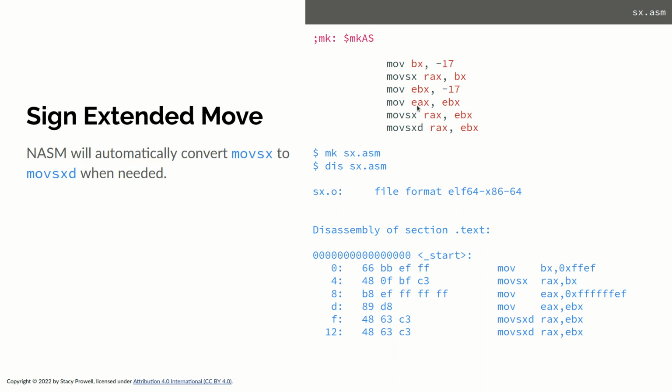MOV EBX into EAX will zero extend into RAX, and so we end up with a positive value in RAX. And there it is. And then MOVSX, so sign extended, EBX into RAX. NASM knows what we mean, and so it fixes that into MOVSXD. Or we can be explicit, and it will just do what we said.